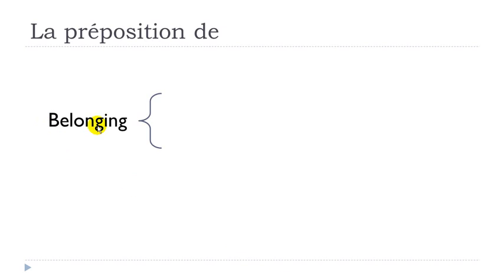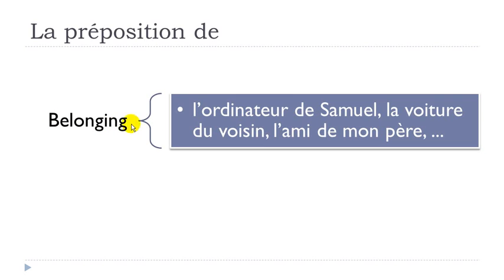When you want to introduce this belonging concept, okay, then usually you should use this preposition de, like here, l'ordinateur de Samuel. Okay, so with this structure, you want to say that l'ordinateur, the computer, belongs to Samuel. All right, so in that case, you should use this de. So it's quite simple because you just put the noun, and after that you put this de and the name of the person.